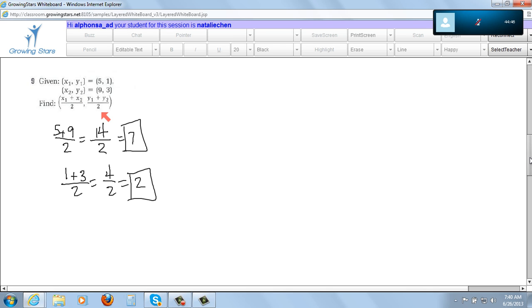Okay, so write down. So here, the value of x1 plus x2 over 2 is 7 and y1 plus y2 over 2 is 2. Now you can easily find the value of x. So before that, write here y equals 114. You can write the answer as 7 comma 2. Mention the reason.